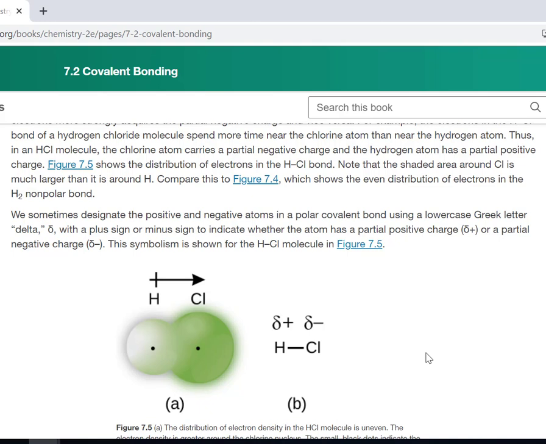So it is not a full positive charge. It is not a full negative charge. You can think of it as something between 0 and +1 or 0 and -1. The result of having this unequal sharing is that you're starting to get more like an ionic compound, and so we're indicating that in this way with the partial positive and partial negative charges.